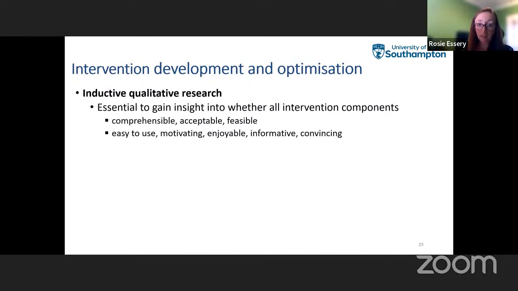We rely a lot on inductive qualitative research to help us gain insights into whether the intervention components we've developed are easy to engage with and to understand, whether they are feasible to deliver for people to access, and if they deliver messages that appear to be reasonable and acceptable to our target users. And beyond that, we also want to make sure that our intervention materials are being perceived as motivating, enjoyable, persuasive, informative, and hopefully novel in some elements as well.